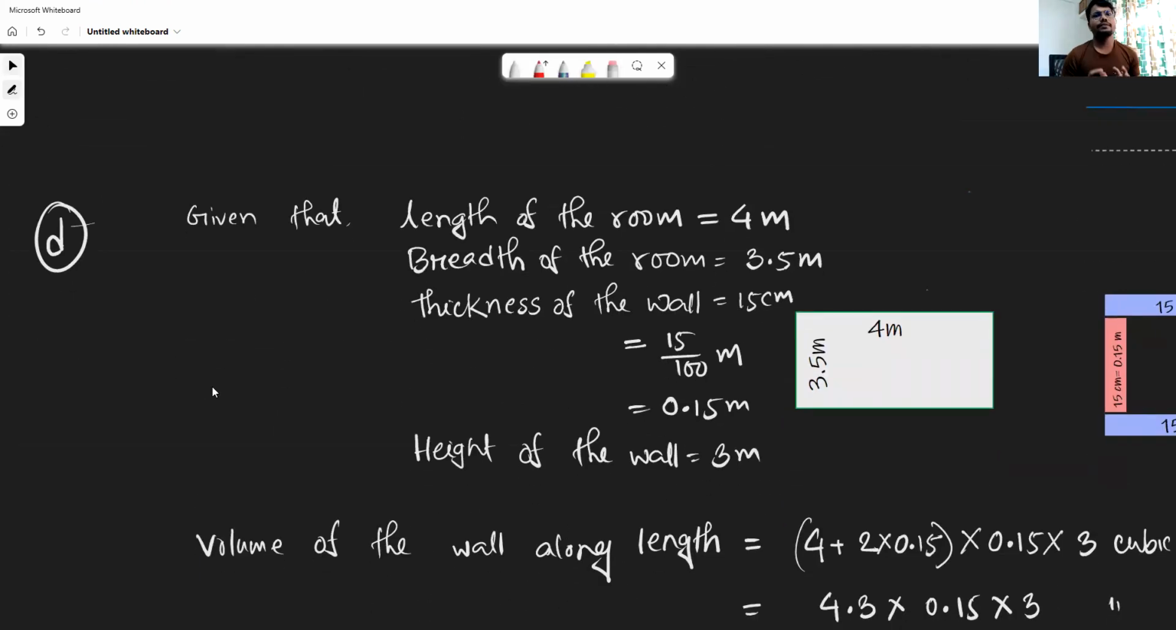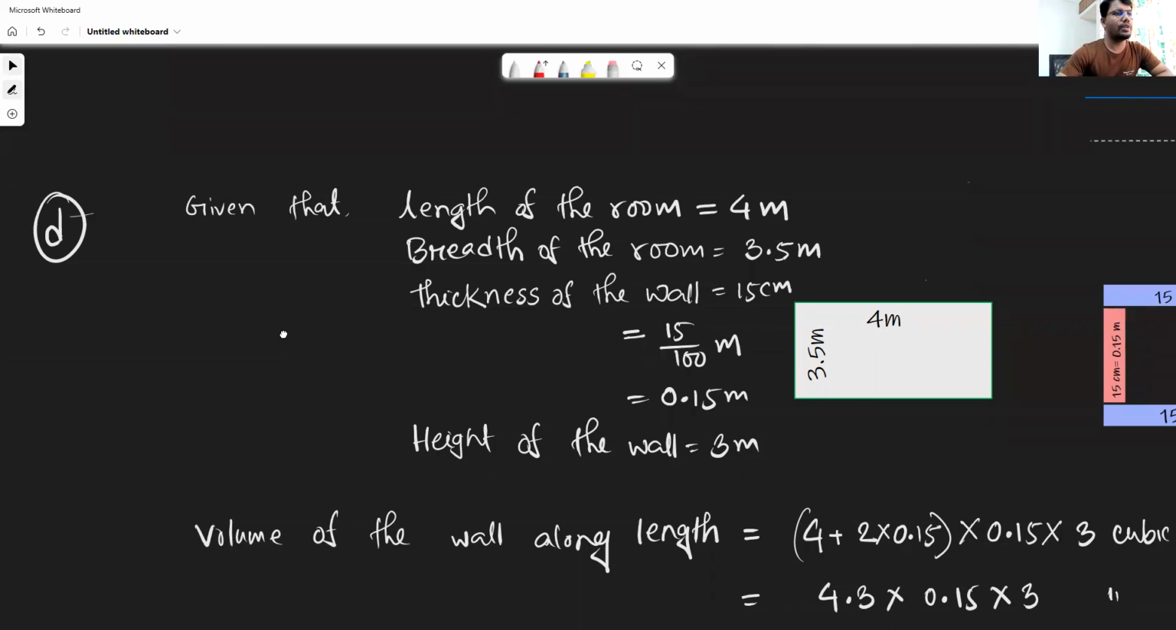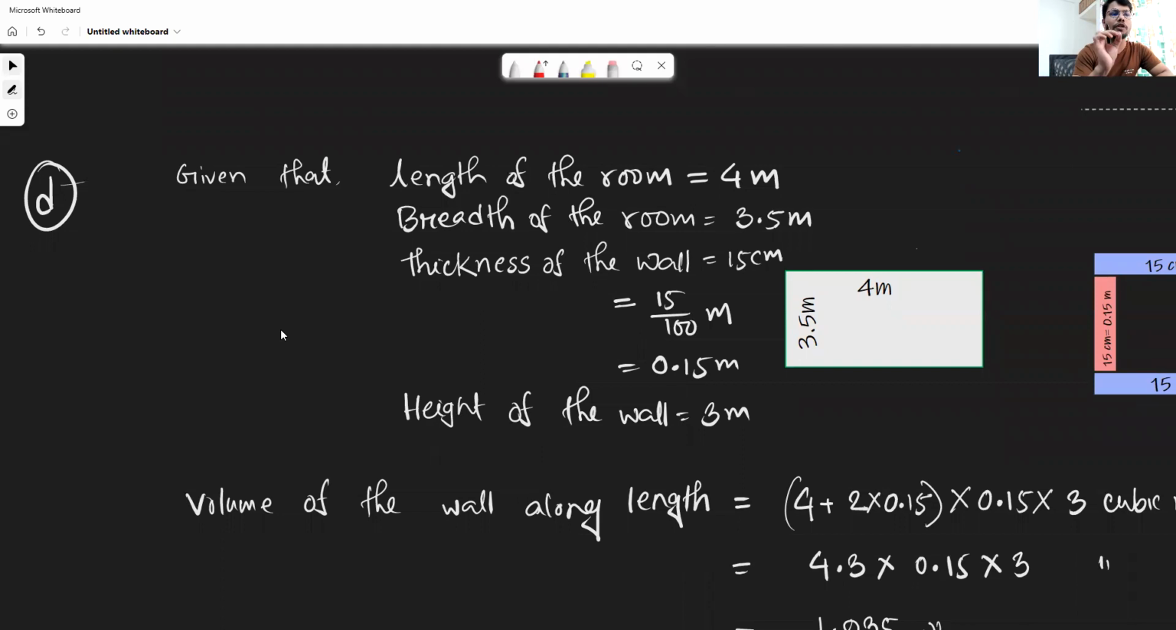There is a question: what will be the volume of the walls? Volume of the four walls means the four side walls: front side, back side, right side, and left side wall. We have to find the volume of the walls, not the volume of the room. Already the volume of the room is done in question B. So here, first information is given. First step, we will find the volume of the wall along the length. Then we will find the volume of the wall along the breadth.